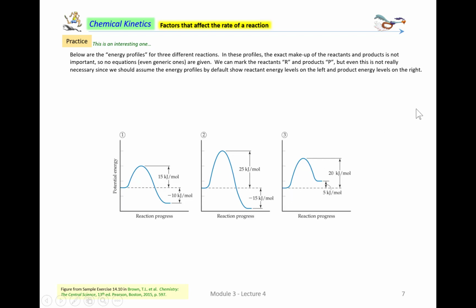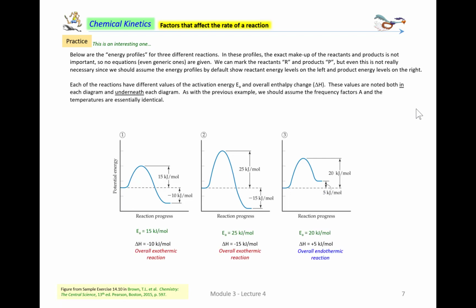And so what we want to do here is figure out which reaction is probably the fastest. Another way to say it, which one would have the largest rate constant. And if you compare these, they're all a little different. So for example, in reaction number 1, the activation energy is 15 kilojoules per mole, and the overall delta H is minus 10 kilojoules per mole. So it's an exothermic reaction, and the energy drop overall is minus 10 kilojoules per mole.